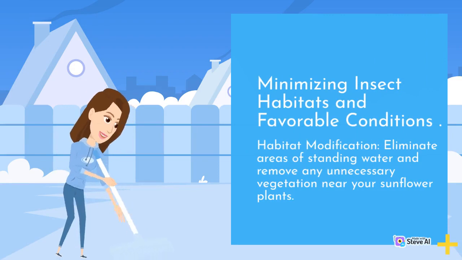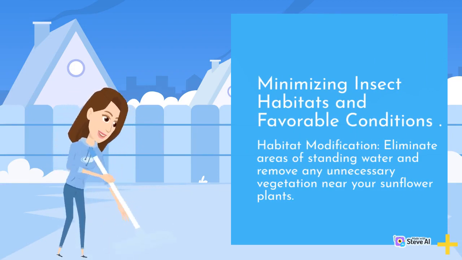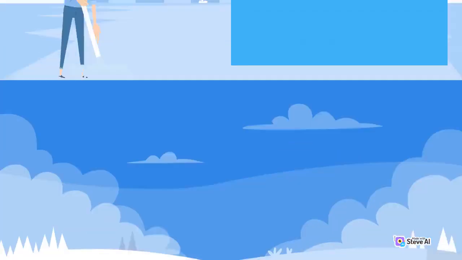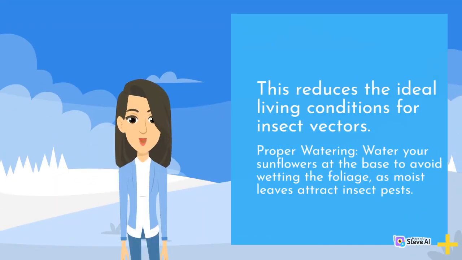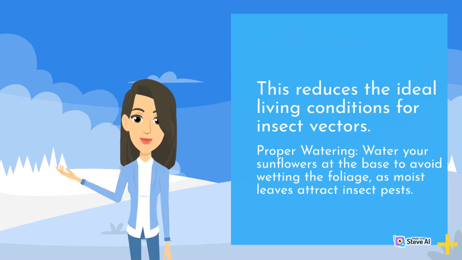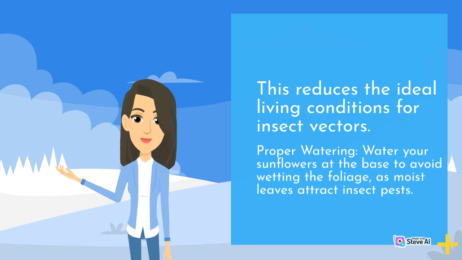Minimizing insect habitats and favorable conditions. Habitat modification. Eliminate areas of standing water and remove any unnecessary vegetation near your sunflower plants. This reduces the ideal living conditions for insect vectors. Proper watering. Water your sunflowers at the base to avoid wetting the foliage, as moist leaves attract insect pests.